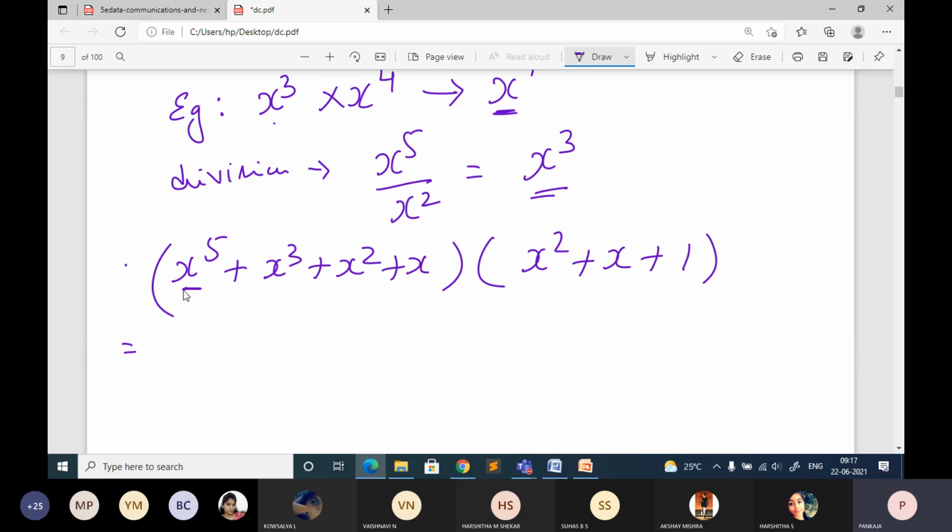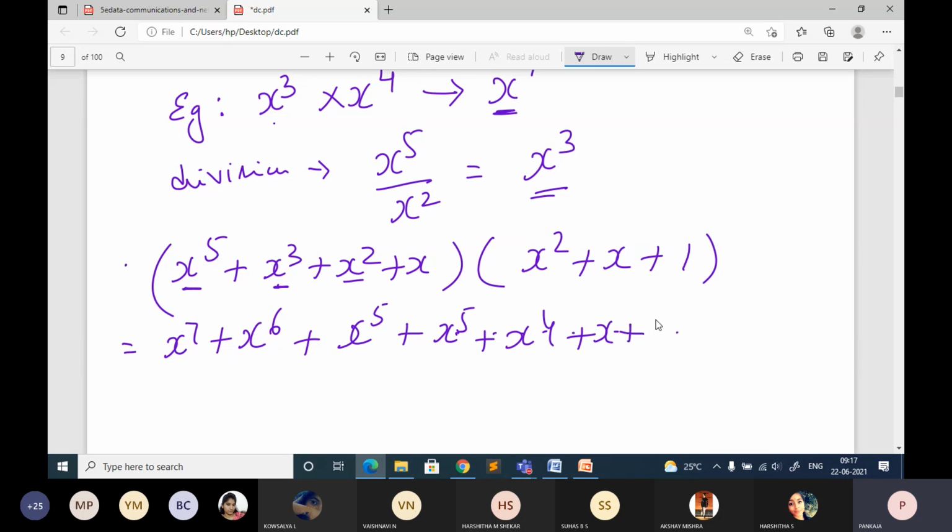So take this, multiply with this term. When you multiply, you need to add the power. So x power 5 into x power 2, it is x power 7. Okay, so x power 5 into x, it is x power 6, then x power 5. Okay, so now this is done. Next, go with this. These are all simple basic things. I want you people to do that. Okay, take x power 3, multiply with this. So you will be getting x power 5, x power 4 plus x. Okay, so this is done. Next go with this. X power 4 plus x power 3 plus x square.